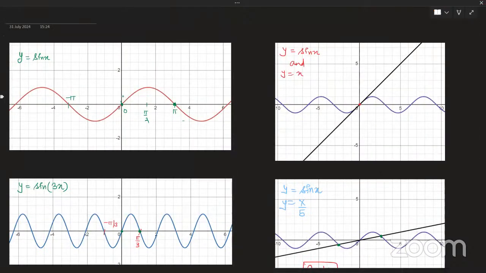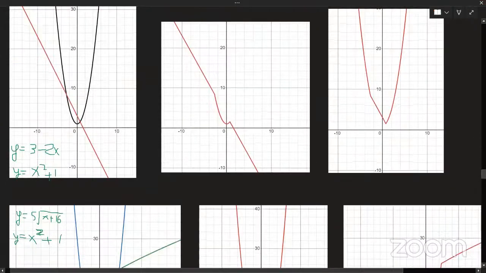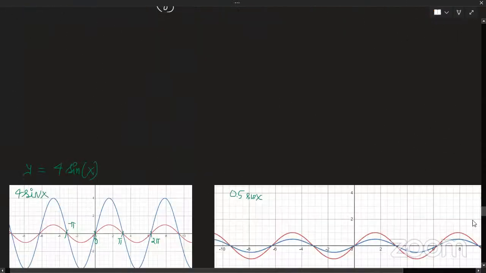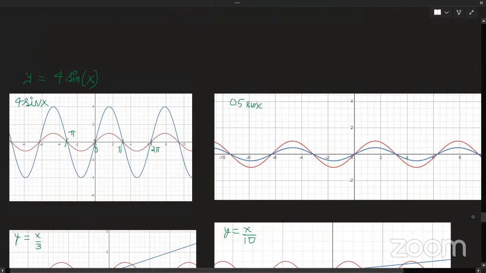See, the maximum that the function was getting here in case of y is equal to sin x was 1, and the minimum it was getting was -1, right? Now I have taken 4 sin x. So basically f of x multiplied by some value 4. So nothing will change in x-axis. There is no change in x-axis.